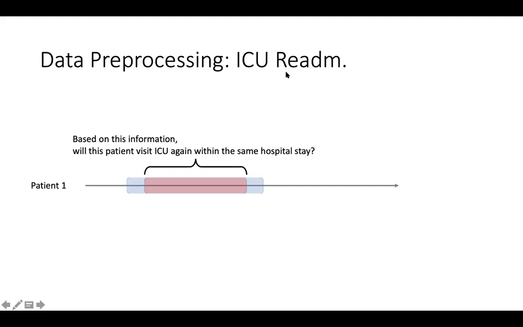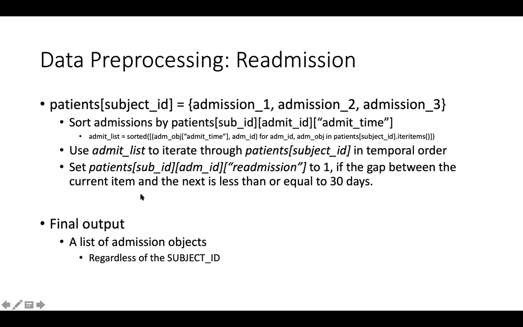So any question? Any question related to the hospital readmission prediction, the pre-processing, and the triple nested dictionary, whether it's too complex or not?